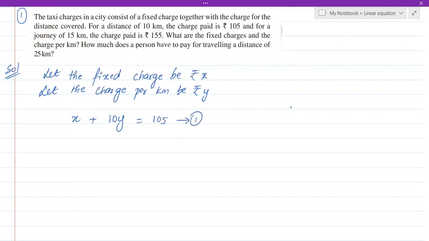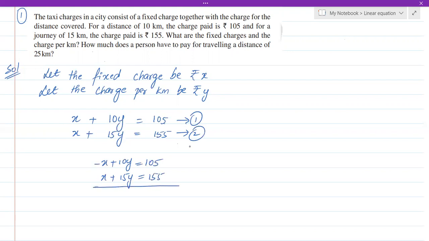Similarly, in the next part, we have to pay the fixed charge. The distance traveled is 15 kilometer. For 1 kilometer it is y rupees, so 15 kilometer it will become 15y. That will be equal to 155. So we have got two equations. If we solve those two equations by elimination method, we'll get the answer. So let's solve it by elimination method. x plus 10y is equal to 105. x plus 15y is equal to 155.